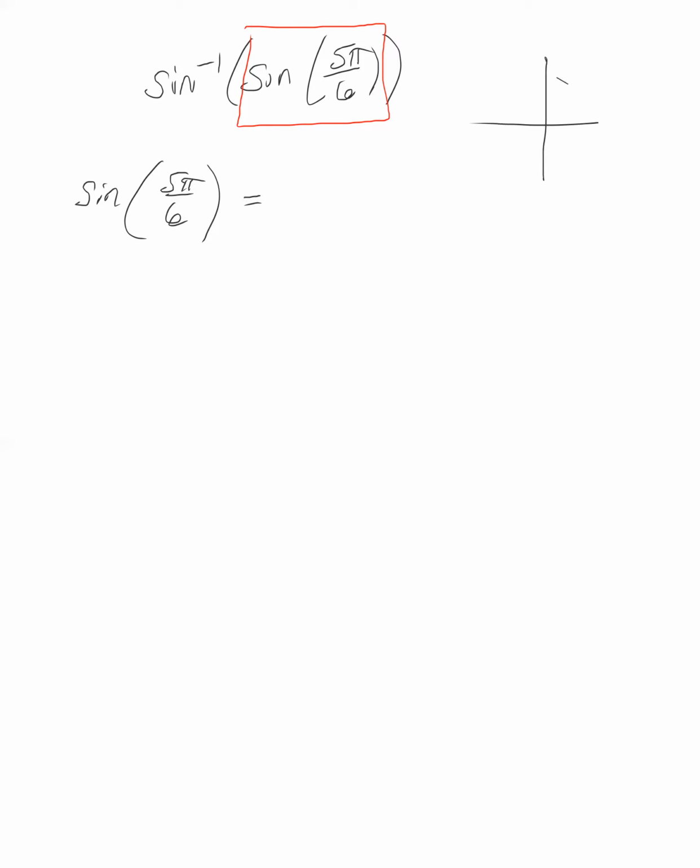5 pi over 6 is found here on my unit circle, and I notice that the y value at that point is 1/2. So I have evaluated this inside portion of the composition. Now that I've got that, I can replace sine of 5 pi over 6 with 1/2 and continue to evaluate.